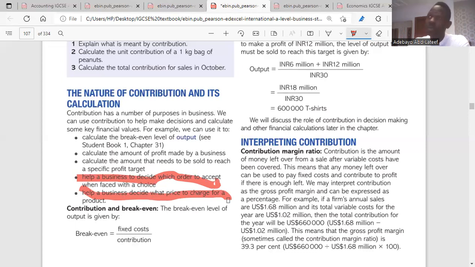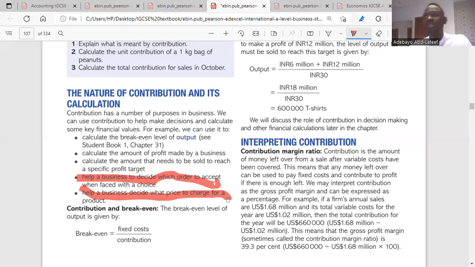Like I told you earlier, with contribution, you'll be able to know what our contribution will be. Then what is the price we have to charge to reach a profit? Or what is the price we have to charge to be able to exceed the variable cost? So with contribution, you'll be able to know the profit that you have to target.